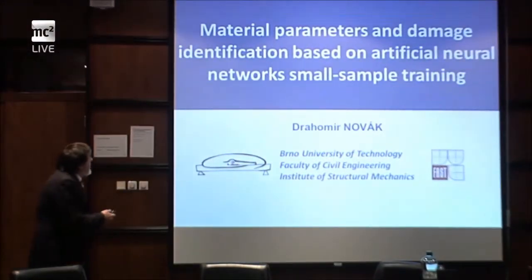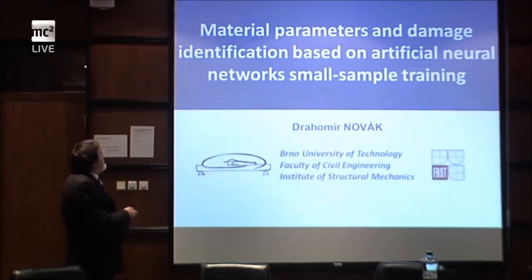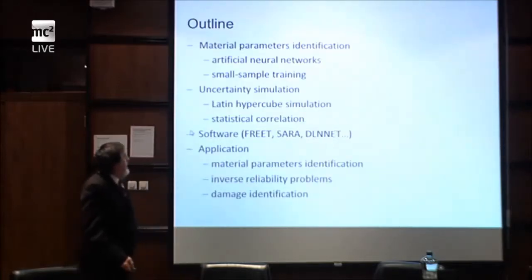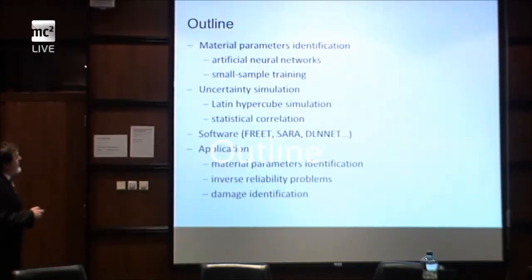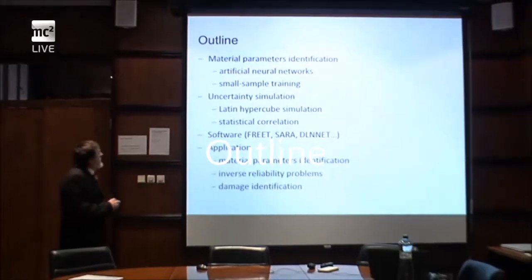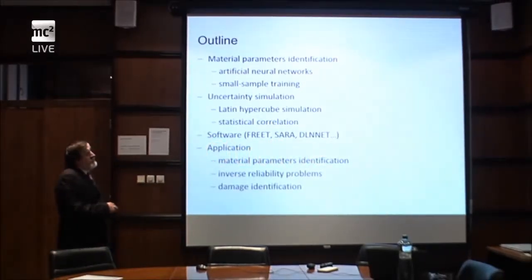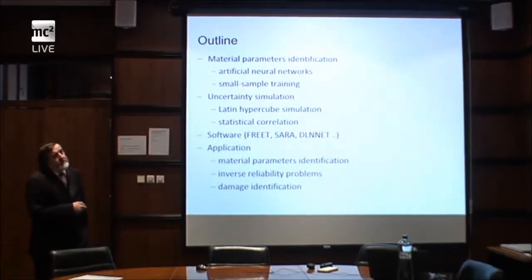The title of my lecture is Material Parameters and Damage Identification based on Artificial Neural Networks. This training is based on small sample training. In my lecture, I will focus on material parameters identification, mainly fracture mechanical parameters like fracture energy, tensile strength, compressive strength, based on an artificial neural network of backpropagation type, trained by small sample stratified Monte Carlo type sampling.